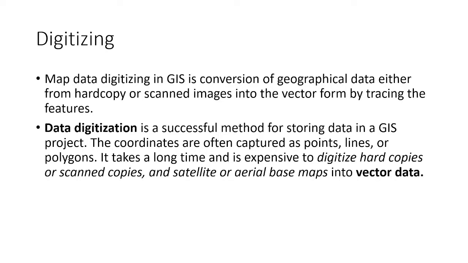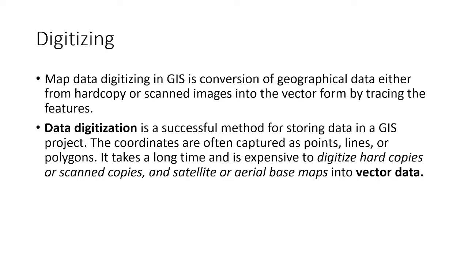Points mainly display locations, lines mainly display roads, rail lines, or highways, and polygons represent boundaries. Digitizing hard copies or scanned copies takes a long time and is expensive, but this time we are just using a satellite image or aerial-based map to make vector data. Very easily we can make it, and also calculate the area. All of those things we can handle from here.